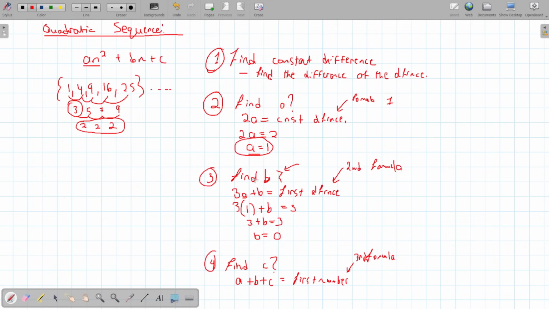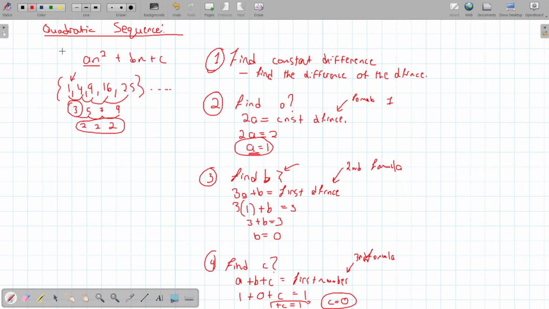So in this case, what is a? We said a is 1, right? Plus b. What is b? b is 0. What is c? We're trying to find c now. Equals the first number. What's the first number of the sequence? 1. 1 plus 0 plus c is going to be 1. 1 plus 0 is 1. Plus c equals 1. And then take 1 to the other side. It will be c equals 0.